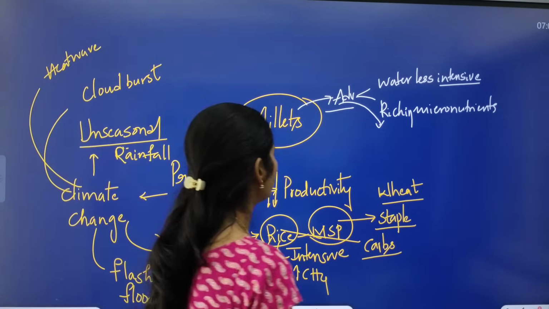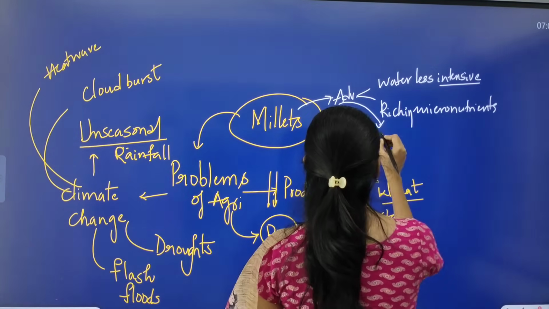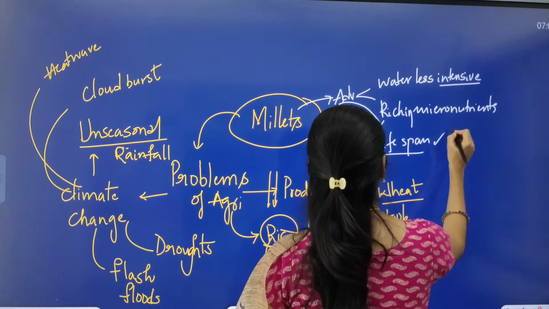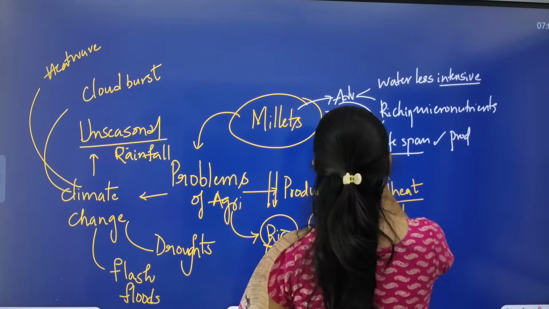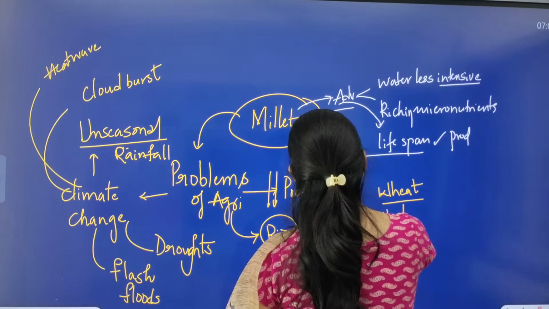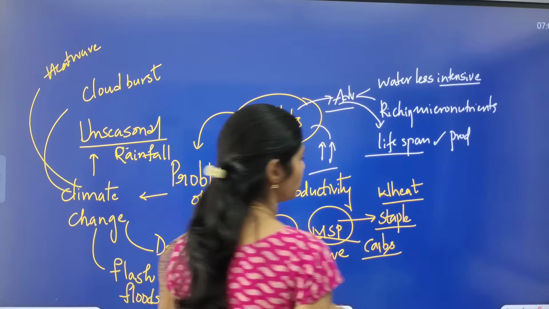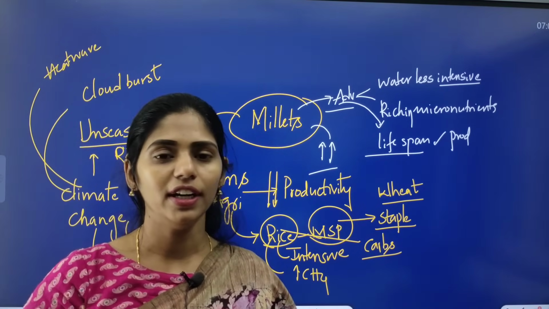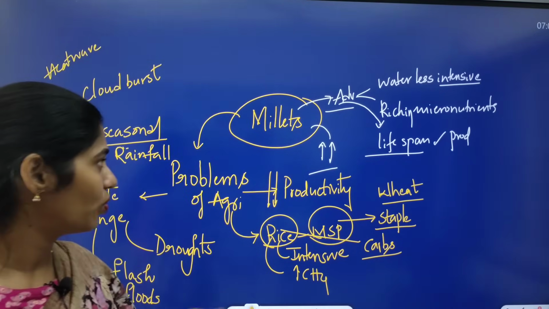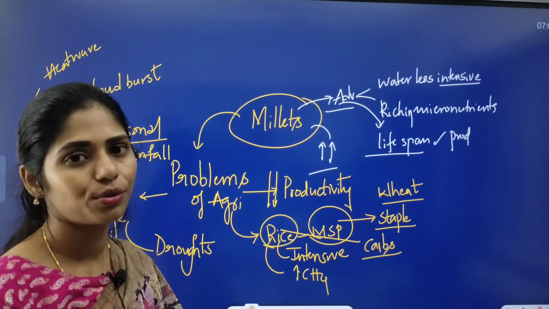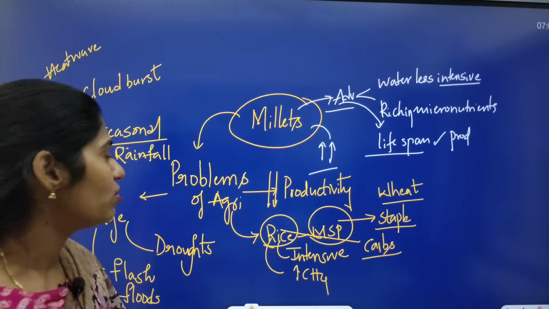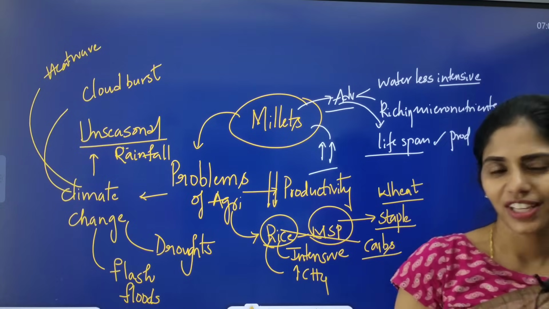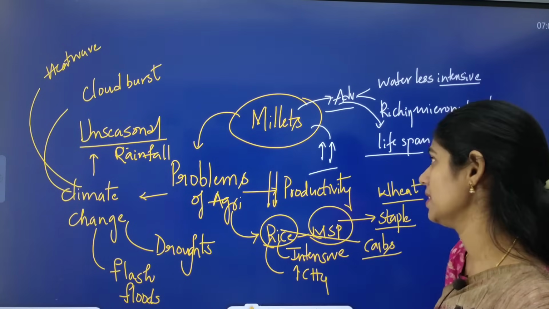And the next one is, the lifespan is very less. That means within a short period of time we will be getting the productivity, and the productivity will be high for these millets compared to that of rice. If you see the geography of India, especially the peninsular plateau, it is very much suitable for growing these millets. You have to see examples of millets like jowar, bajra, ragi, etc. These all will come under millets.